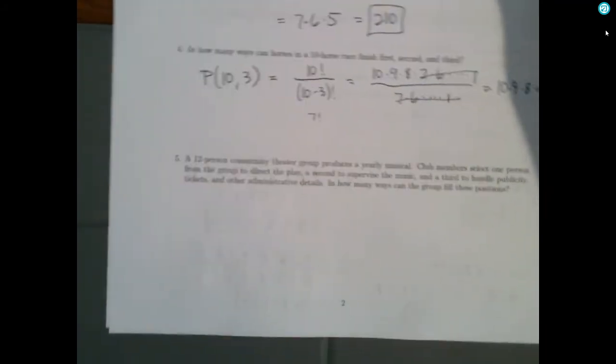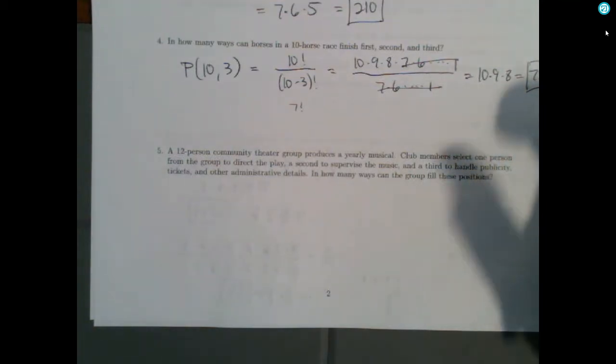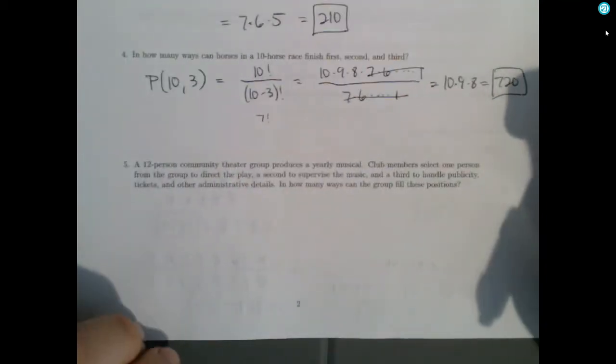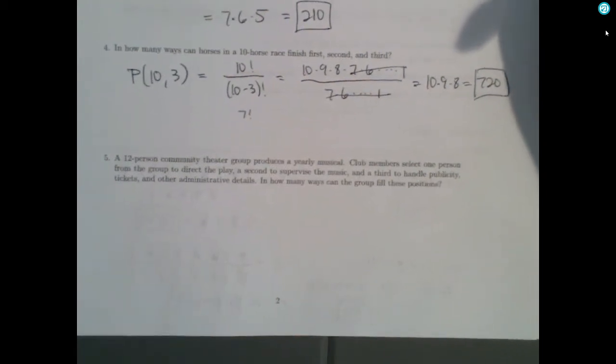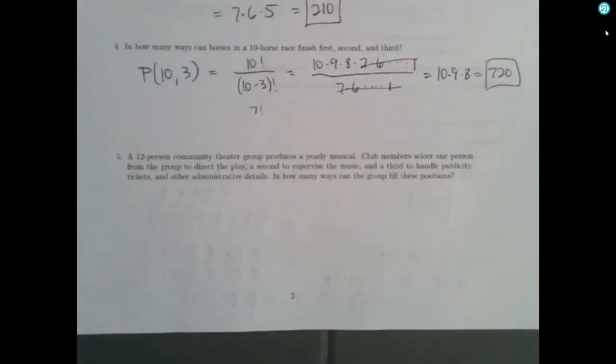Okay. One more example, and then we'll talk about combinations. So this one says, a 12-person community theater group produces a yearly musical. Club members select one person from the group to direct the play, a second to supervise the play, and a third to handle publicity, tickets, and other administrative details. In how many ways can the group fill these positions?